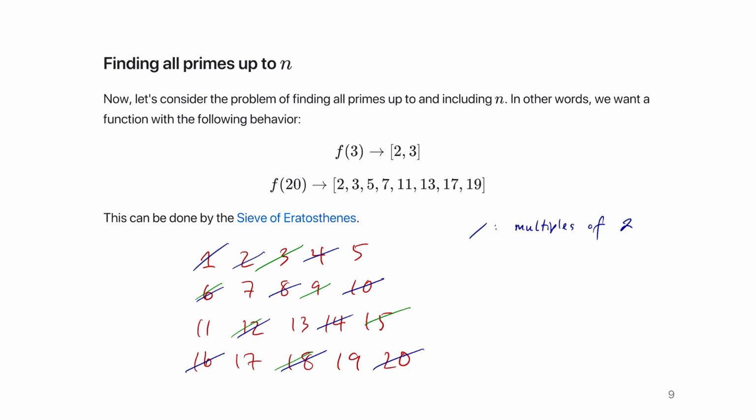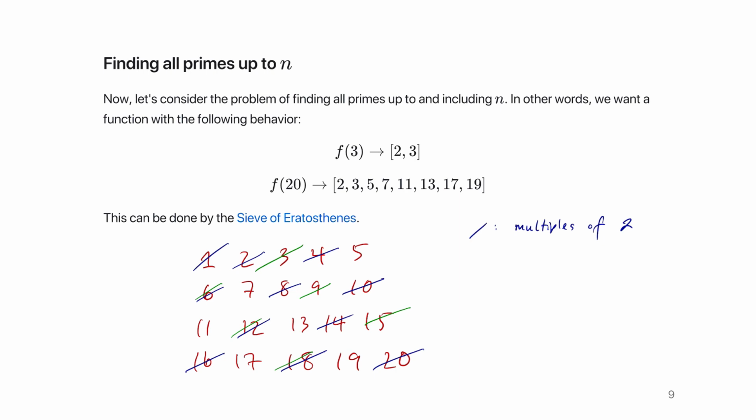5 and all of its other multiples have actually already been crossed out. And why is that? Well, it's because 5 squared is greater than 20. But 4 we wouldn't look at. The largest prime whose square is less than 20 is 3. That means all multiples of 5 will have already been crossed out. And so now all of the numbers that remain are just the primes that are less than or equal to 20.